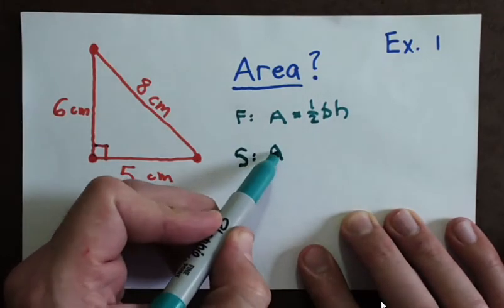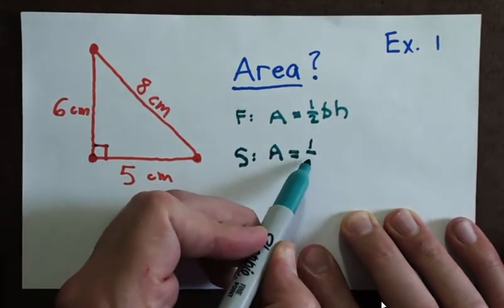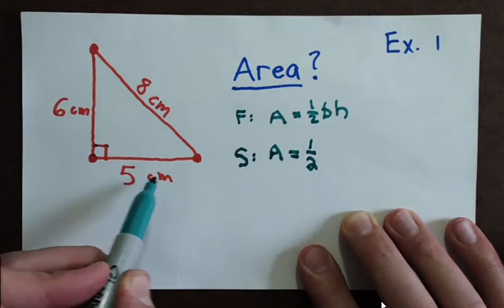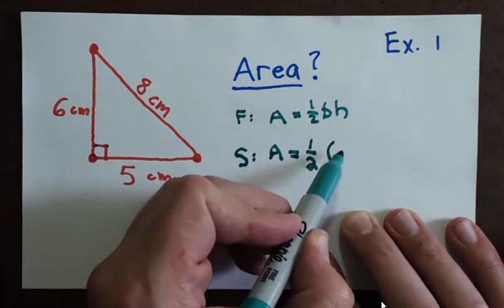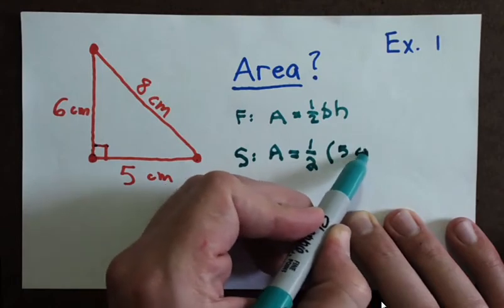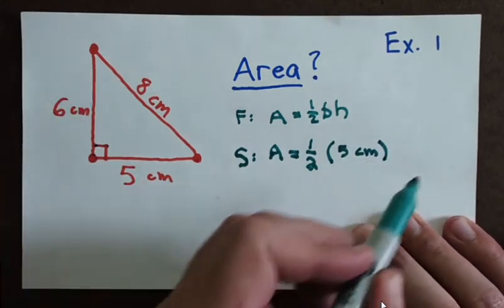So our area is equal to 1/2. And our base here, because it's with this 90-degree angle, is 5 centimeters. So I'm going to put 5 centimeters. And our height is 6 centimeters.